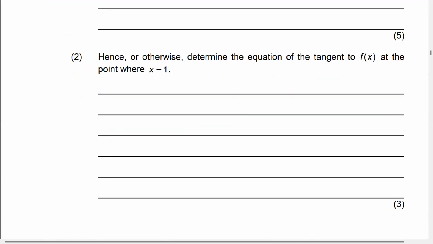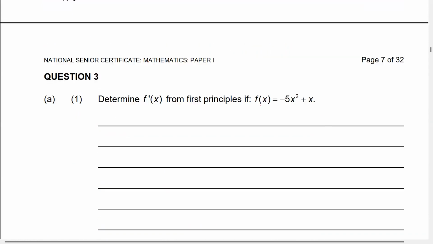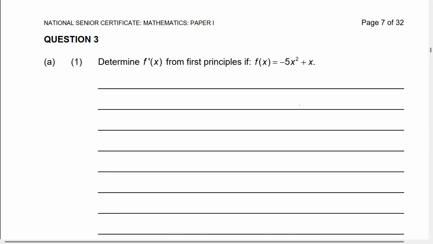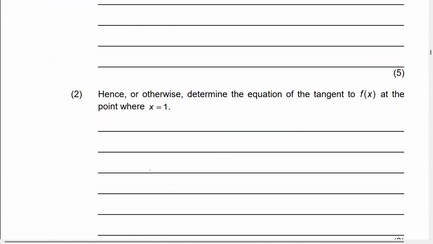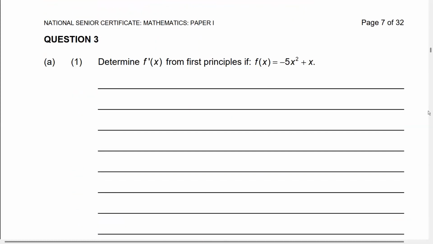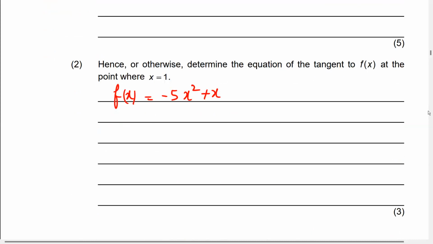Hence or otherwise determine the equation of the tangent at the point x equals 1. So obviously you need to first look at this one. f of x is minus 5x squared plus x. So if you want to find the equation of the tangent, you need to find the first derivative.